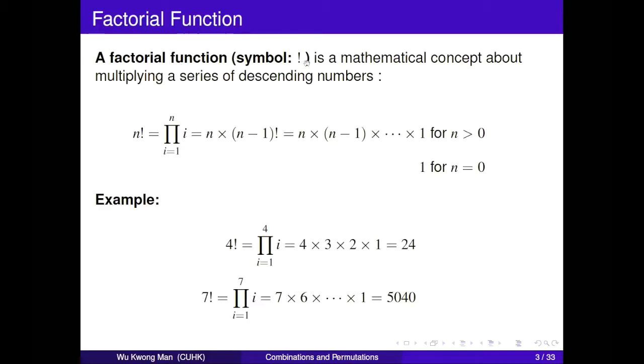Using a simple explanation, factorial functions are mathematical concepts which mean multiplying a series of descending numbers. N factorial means 1 times 2 times 3 until n, and the empirical equation is shown for the case of n greater than 0. For n equal to 0, 0 factorial equals 1. Here are two simple examples. 4 factorial is 4 times 3 times 2 times 1 and equals 24. 7 factorial is similar and equals 5040.